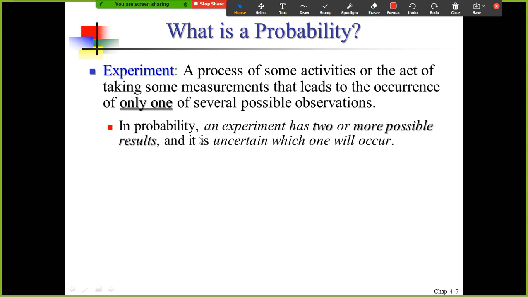But after asking, he or she answers, and I get the result. That's why the actual result comes among the possible results that I guess. So asking how many siblings this student has is an experiment, because I take the action of measuring.